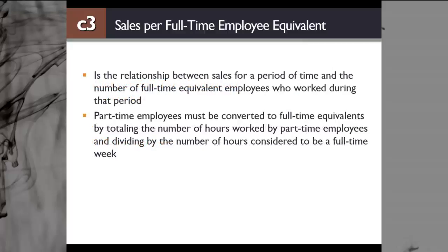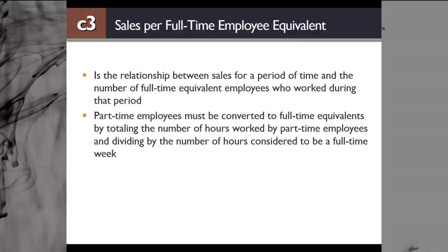Sales per full-time employee equivalent. This is the relationship of the sales for a period of time and the number of full-time equivalent employees who work during the period. Part-time employees must be converted to full-time equivalent by totaling the number of hours worked by part-time employees and dividing by the number of hours considered to be a full-time week. If I just describe it, maybe it's really hard to get the idea, but an example will always help you to better understand.